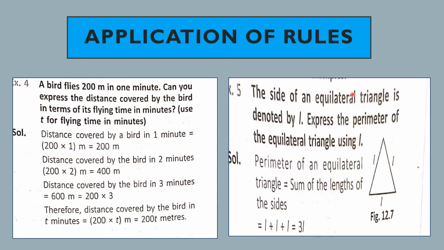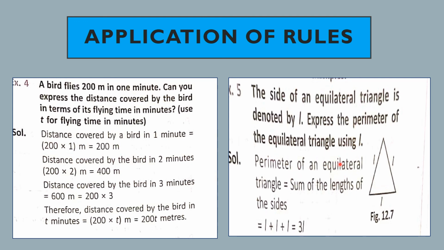One more example, of geometry. The side of a triangle is denoted by l. Express the perimeter. Sorry, the side of an equilateral triangle, not triangle. Equilateral means all the three sides are the same. You can see here l, l and l, all the three sides are the same. So the side of the equilateral triangle is denoted by l. Express the perimeter of the triangle using l.